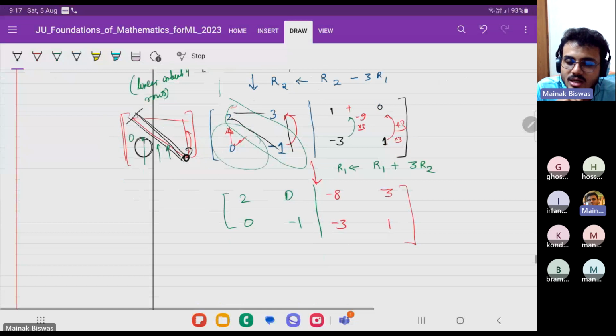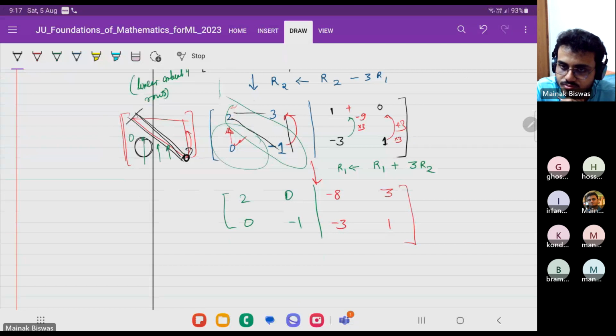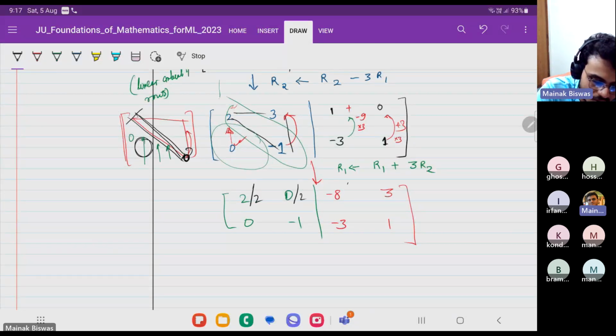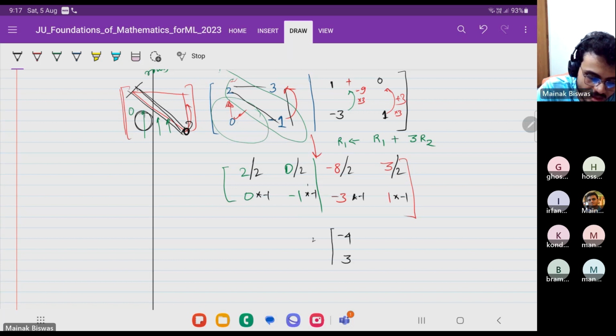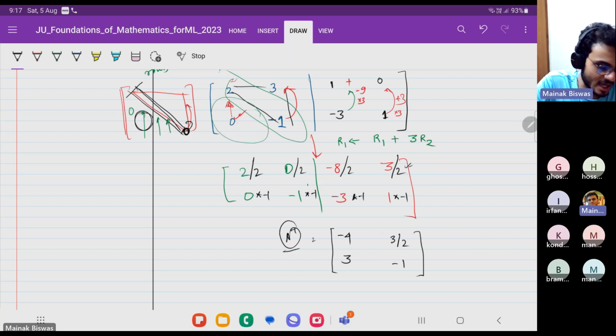Now what will I do to convert? I will do more row operations. Tell me what row operations will I do? Division by 2. Exactly, I will divide this by 2 throughout, and this I will divide this also. I will be multiplying by minus 1. So I can do row operations independently. I'll show you why. So what will you be left with? Minus 4, 3. This one will be 3 by 2 and minus 1, right? This will be your A inverse. Yes or no? So just check.